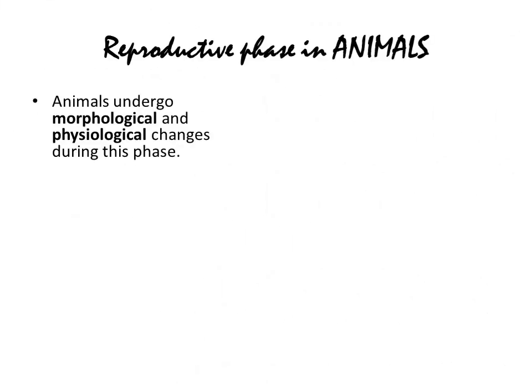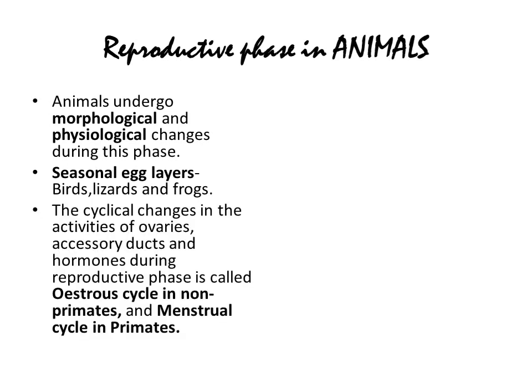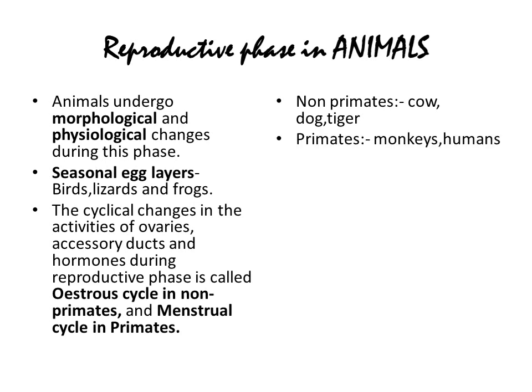Reproductive phase in animals. Animals undergo morphological and physiological changes during this phase. There are seasonal egg layers like birds, lizards, and frogs. The cyclical changes in the activities of ovaries, accessory ducts, and hormones during reproductive phase is called estrous cycle in non-primates and menstrual cycle in primates. Non-primates include cow, dog, tiger, and primates include monkeys, humans.